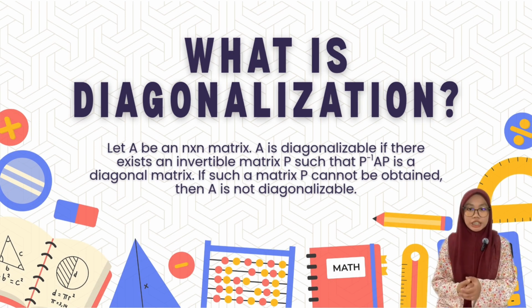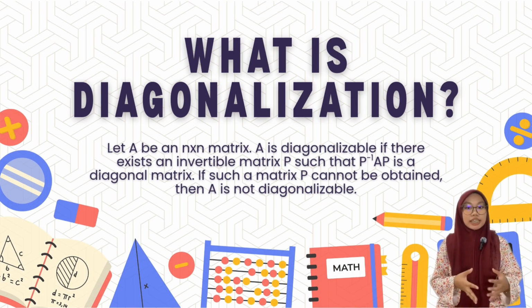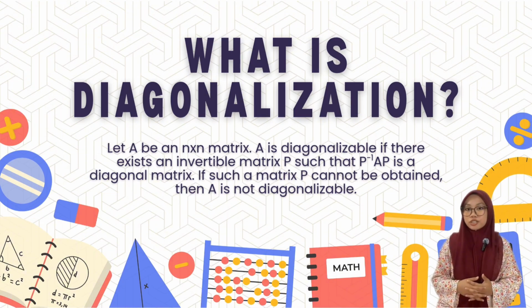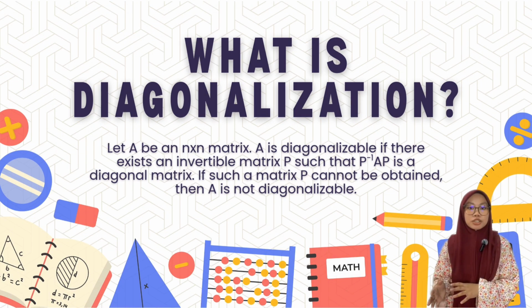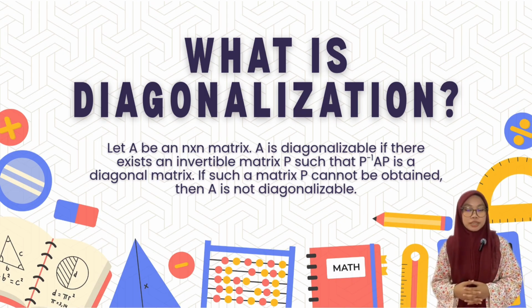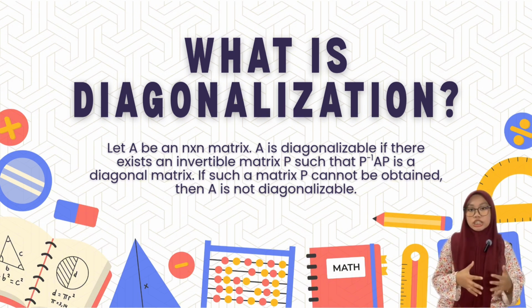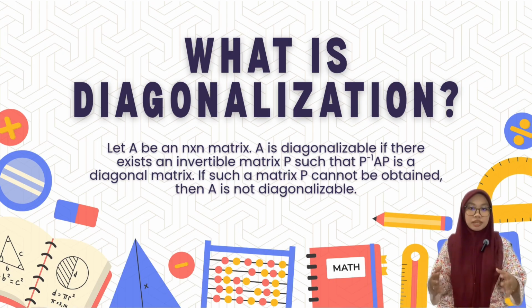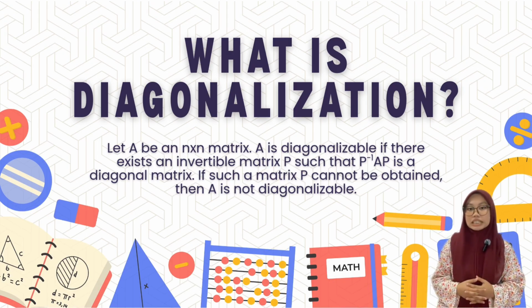What is diagonalization? Diagonalization is the process of transforming a matrix into a diagonal matrix. A matrix A is said to be diagonalizable if there exists an invertible matrix P such that P inverse AP is a diagonal matrix. If such an invertible matrix P cannot be found, then the matrix is not diagonalizable. Diagonalization is important because it simplifies matrix computations and makes many mathematical problems easier to solve.